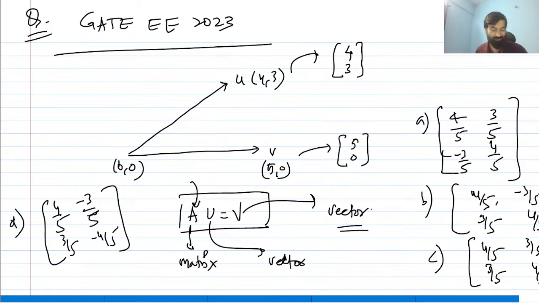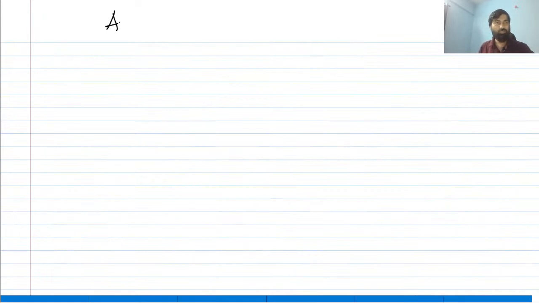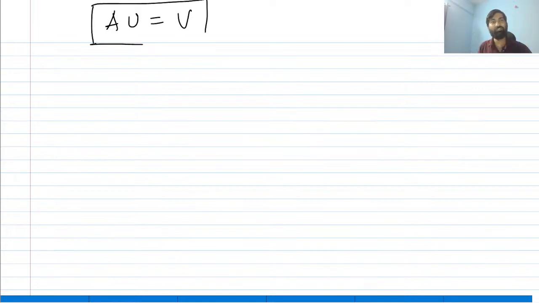Very simple question. What you will do here is just take any matrix from the options and multiply it. So we can take option A. You have to get A u equal to v, remember this, and this concept will also help you to understand eigenvalues and eigenvectors. In that you will see A x equal to lambda x; here A u equal to v.